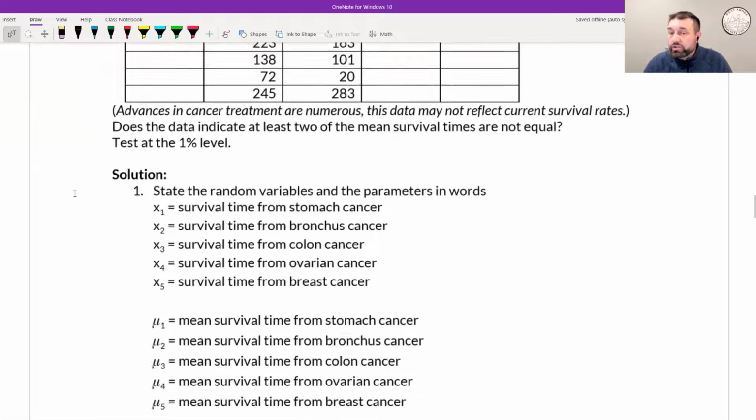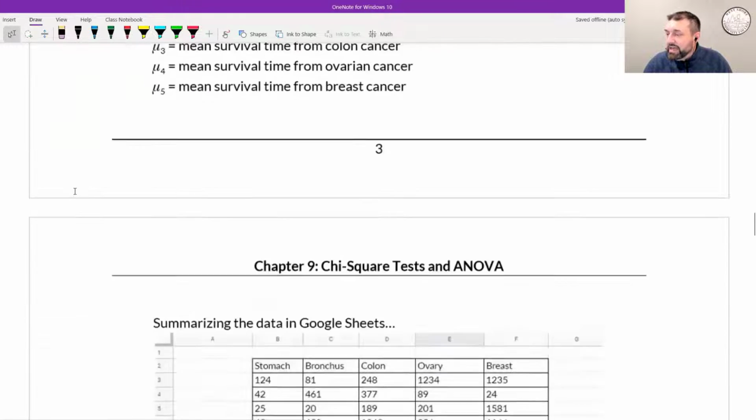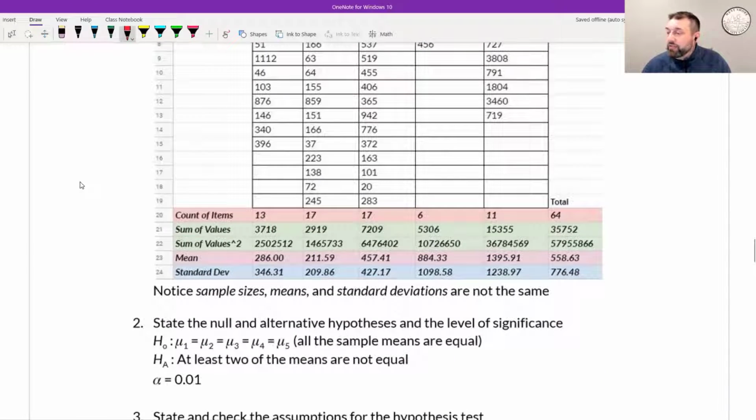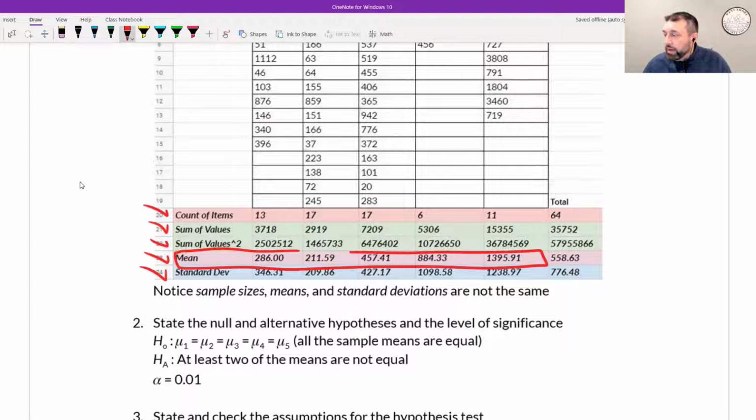And so we're going to perform this mind-numbing calculation. And here it is. So you take your 5 data sets, you find the count, the sum of the 5 columns, the sum squared, the mean, and the standard deviation. Now, keep in mind, the mean of these 5 data sets is what we're comparing. And we want to know, are the means equal?